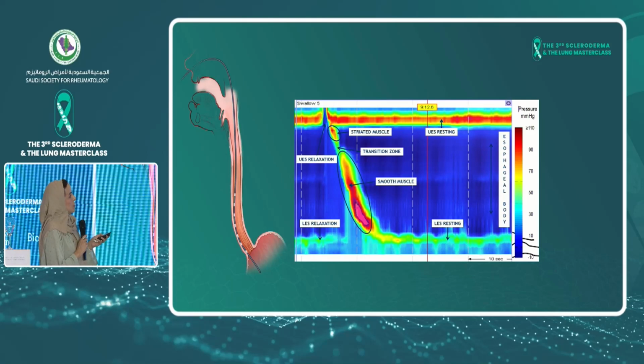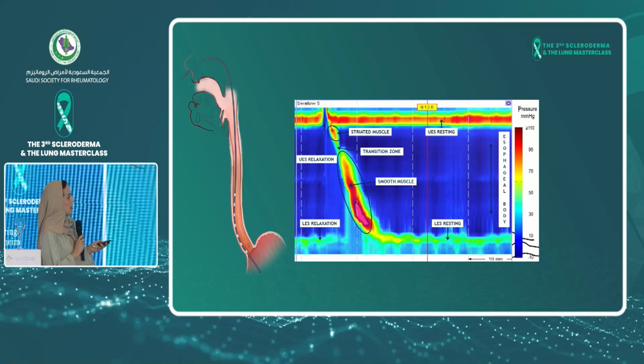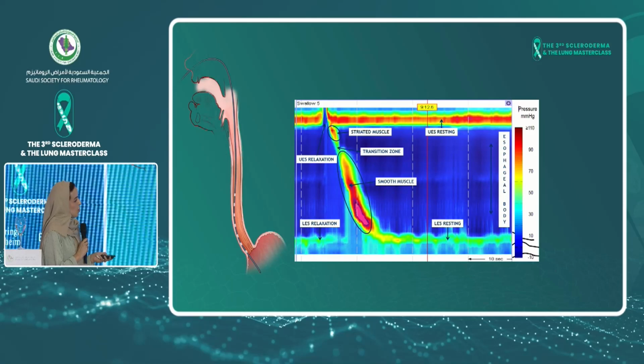Then the esophageal contractions start with the proximal striated muscle and then the smooth muscle and pushes all the bolus down. Once the bolus reaches the lower esophageal sphincter, you can see here there's a drop in the pressure. The lower esophageal sphincter relaxed. So the bolus passed and immediately the lower esophageal sphincter closes up to prevent reflux.